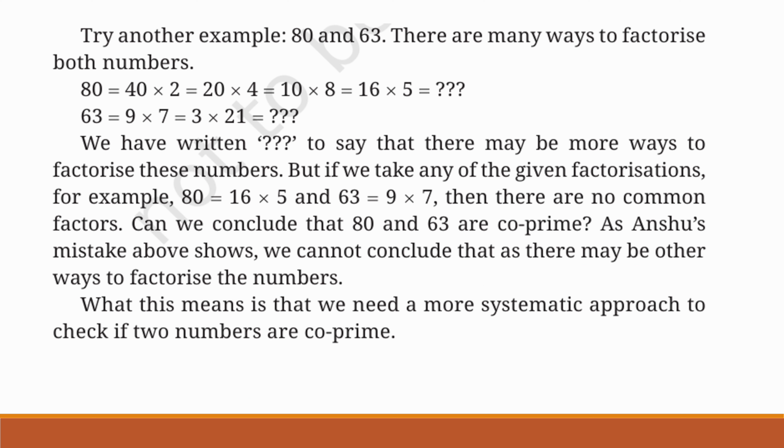Try another example, 80 and 63. There are many ways to factorize both numbers. See, 80 is equal to 40 into 2. Also, 20 into 4 is 80. 10 into 8 is 80. 16 into 5 is 80. So, 80 is equal to 40 into 2 is equal to 20 into 4 is equal to 10 into 8 is equal to 16 into 5.